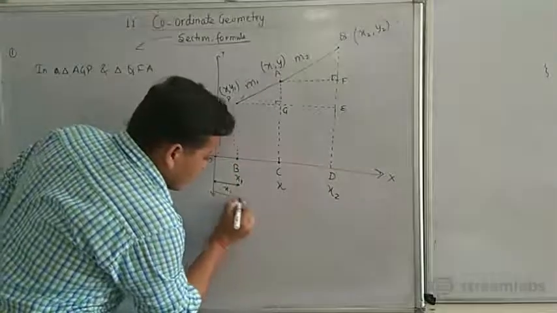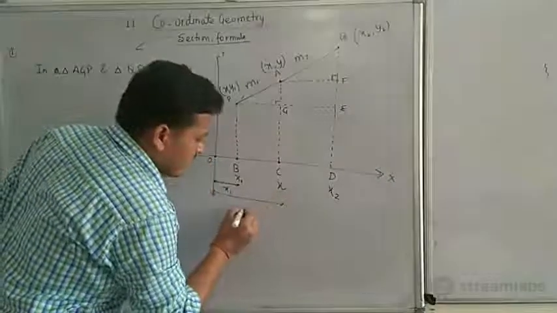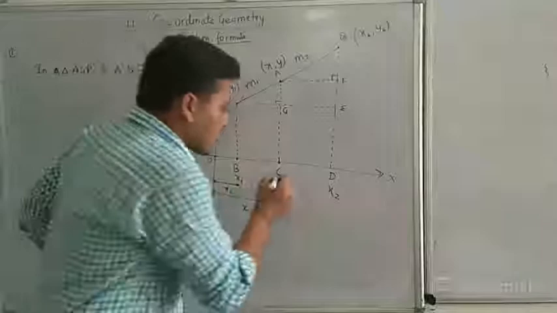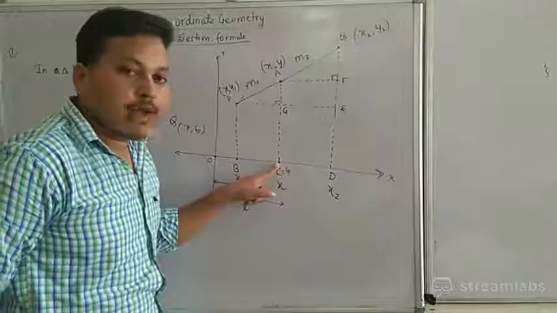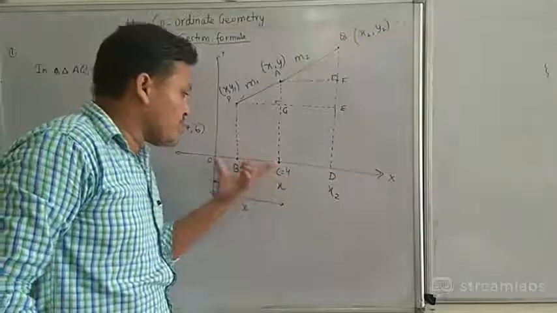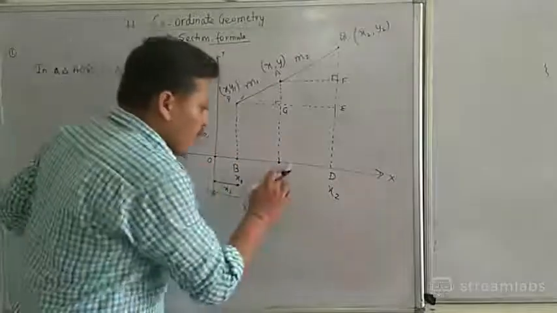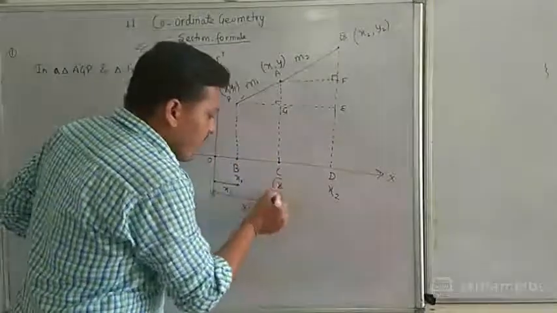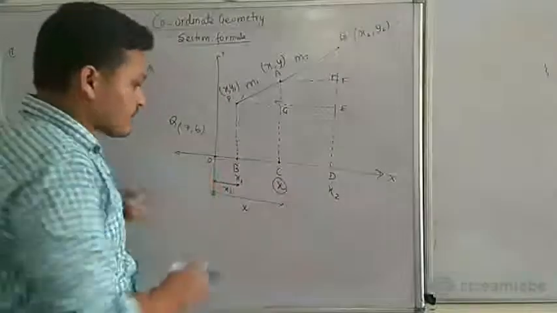Next, the distance between the origin and C. What will be the distance from here to here? Suppose C is equal to 4, meaning this point is 4 on the x axis. So the distance between the origin and C is 4. But now point C is x. So the distance between the origin and C is our x.